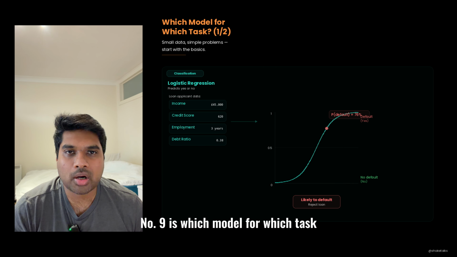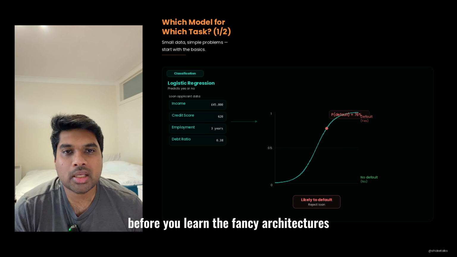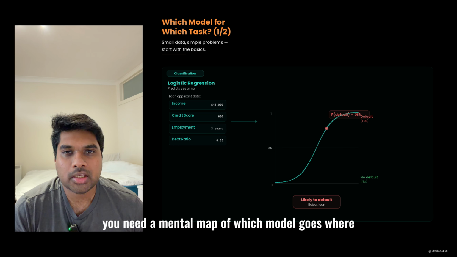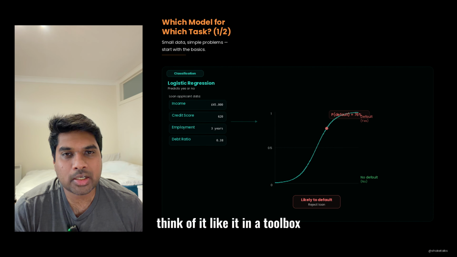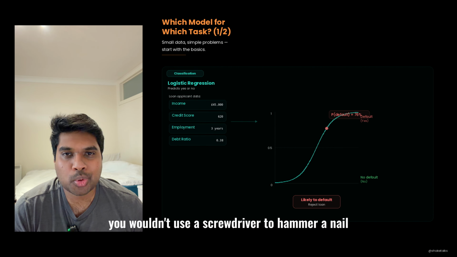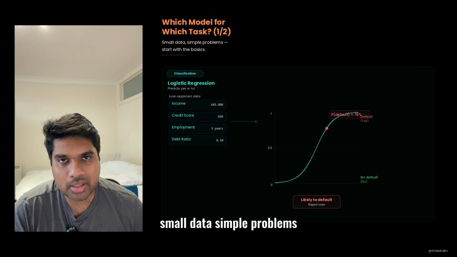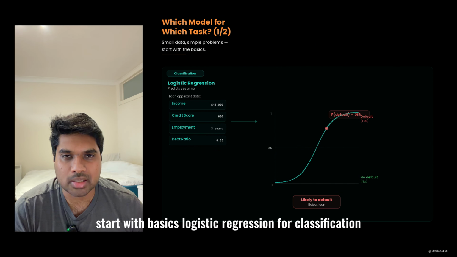Number 9 is which model for which task. Before you learn the fancy architectures, you need a mental map of which model goes where. Think of it like a toolbox. You wouldn't use a screwdriver to hammer a nail. Small data, simple problems, start with basics.